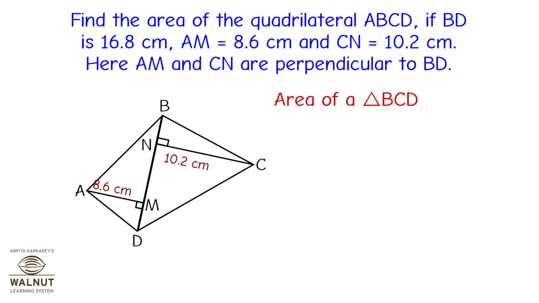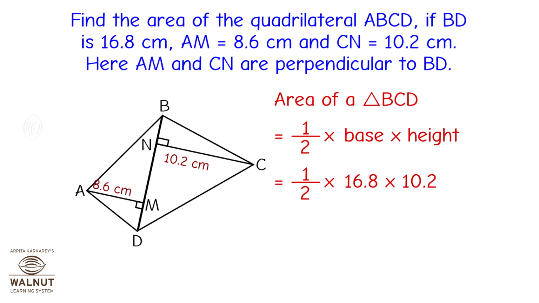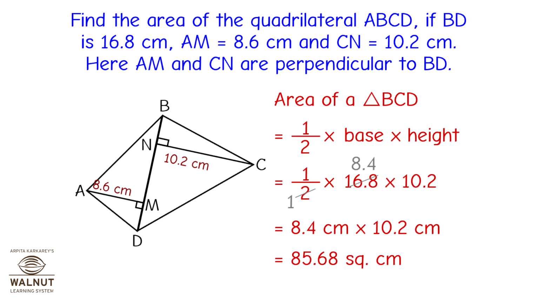Now find the area of triangle BCD. Area of triangle BCD is equal to 1 upon 2 into base into height. Put in the values and we get 1 upon 2 into 16.8 into 10.2. We simplify it and we get the area of triangle BCD, which is equal to 85.68 square centimeters.